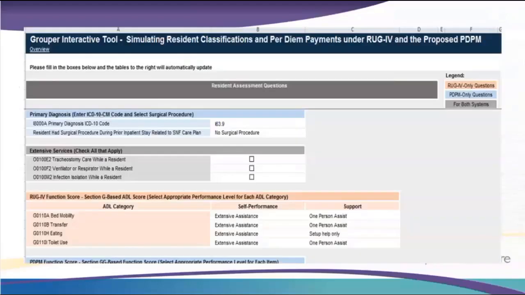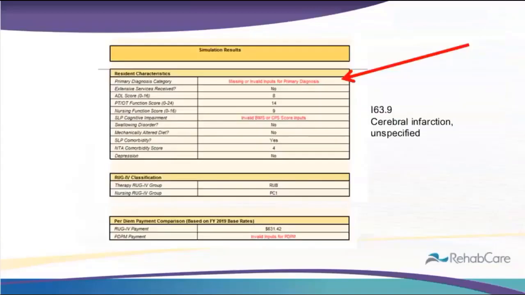So if you go to the PDPM website, they have a grouper interactive tool, and this is kind of what it looks like. I played around with it just a little bit. It actually shows you what your RUGS-4 classification would be and what your PDPM would be based on what you're doing. So I went in and assigned a primary diagnosis, and I listed that they didn't have a surgical procedure, and here's what it looked like when it came back.